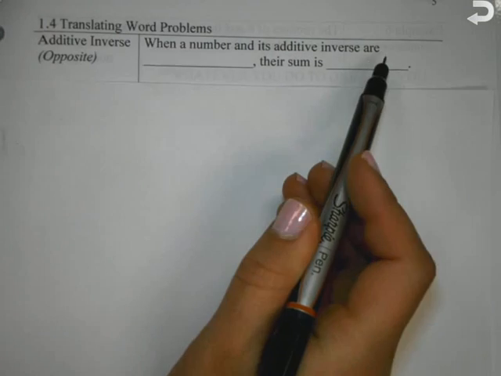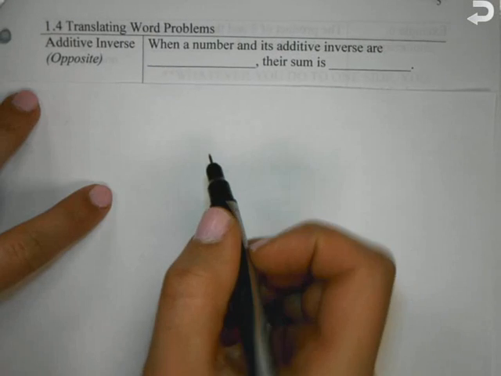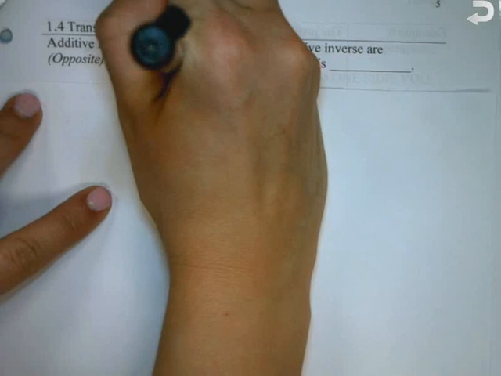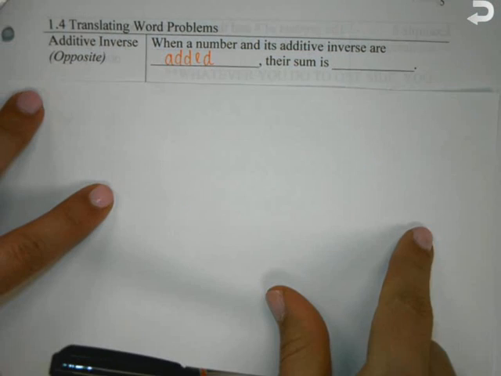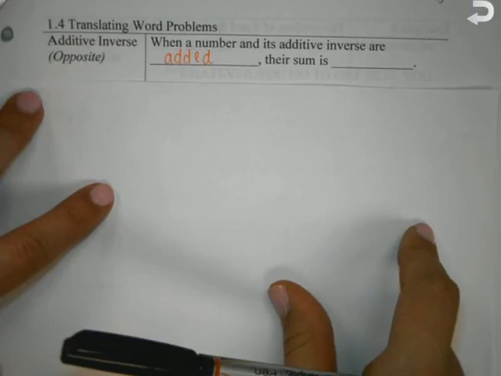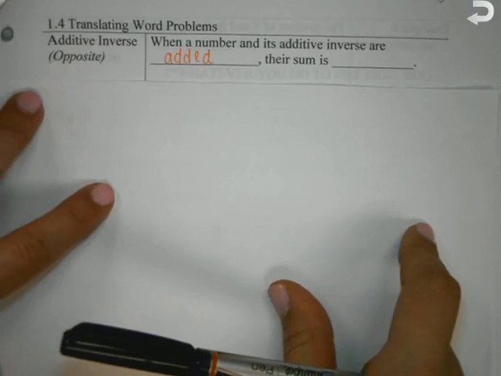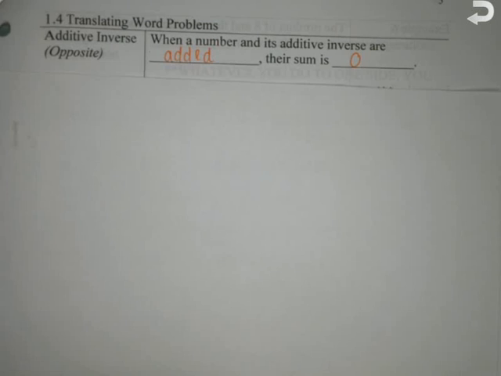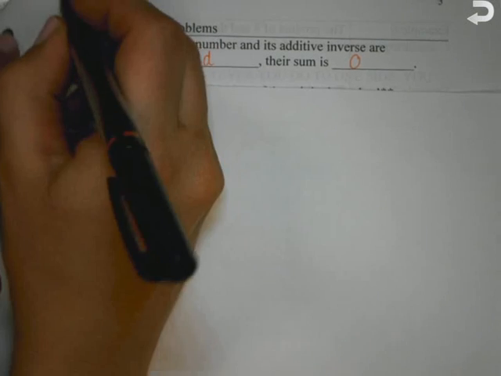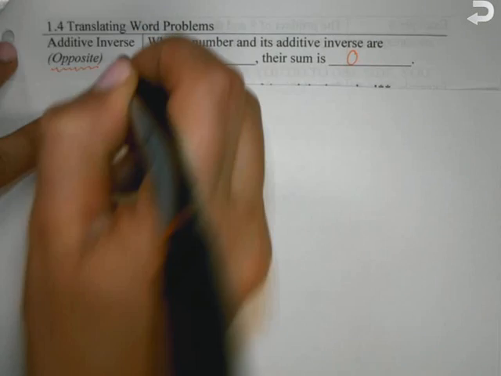The first one is additive inverse. That means that when a number and its additive inverse are added, their sum is, any guesses? Not 1, that's multiplication. Their sum is 0. So when we add two numbers, their sum is 0. Another word for this is the opposite.